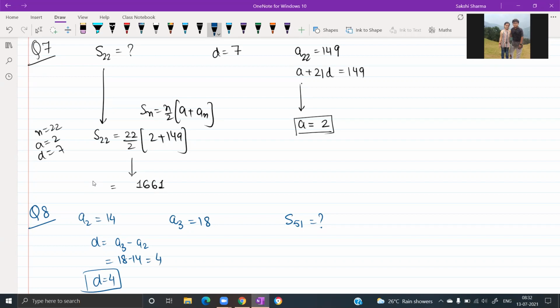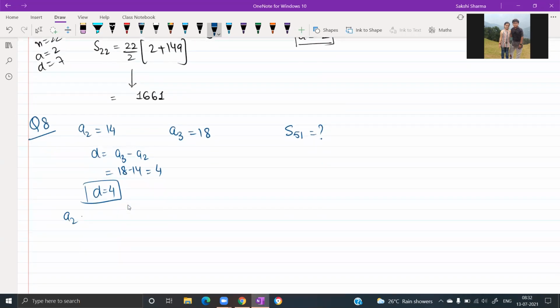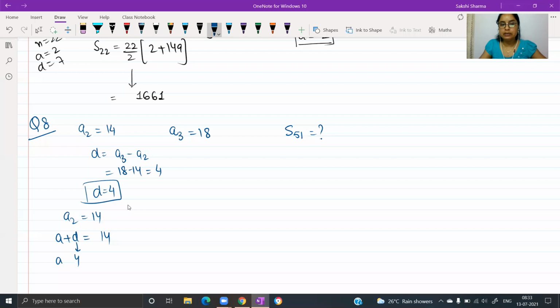Value of a, can you find out? a2 is equal to a plus d, equal to 14. The value of d would be 4. a is 10. Again, using the value for the second term, applying the formula for the nth term, using the value of d we have obtained, you can solve and find out the value for a.